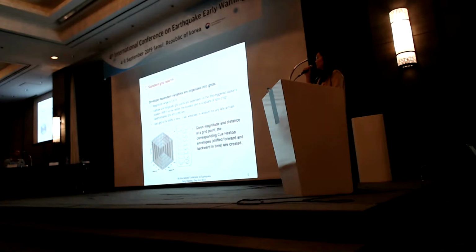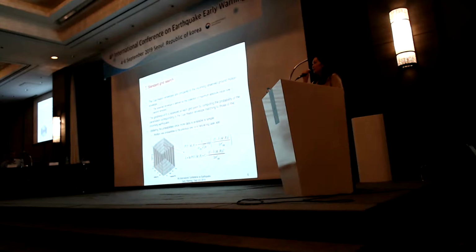That's because we assume that we have a well-distributed station density, distributed enough so that the observed epicenter is nearby the first triggered station. And we have the last grid, which is shifting the envelopes forward and backwards in time to account for any late arrivals of the signal. So given the magnitude and distance at a grid point, the corresponding Kua-Heaton envelopes are created.